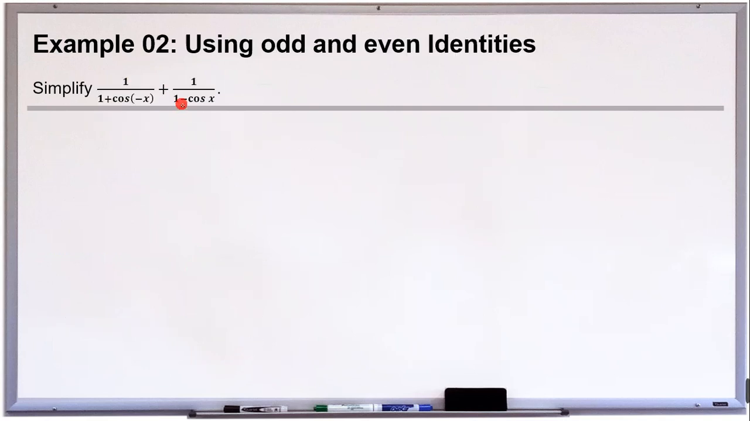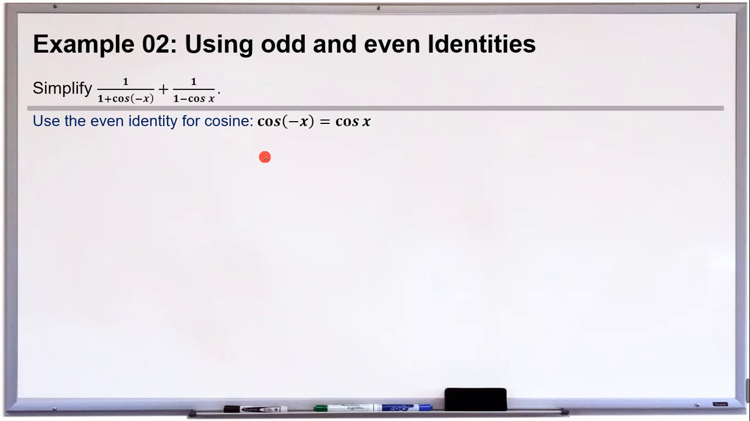Now let's proceed to our second example. For this example, we are going to use the odd and even identities. Simplify 1 over 1 plus cosine of negative x plus 1 over cosine of x. We will use the even identity for cosine so that we can simplify the negative angle that is present in the denominator of the first term.